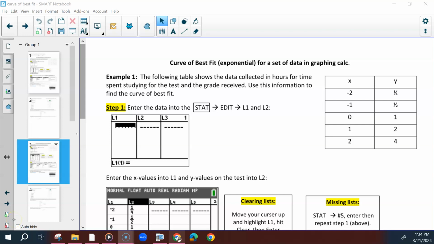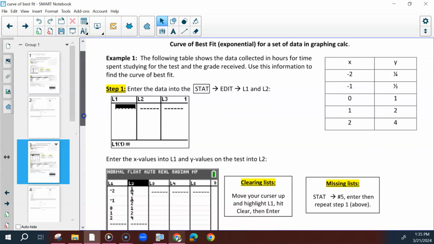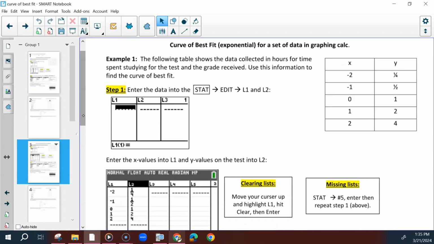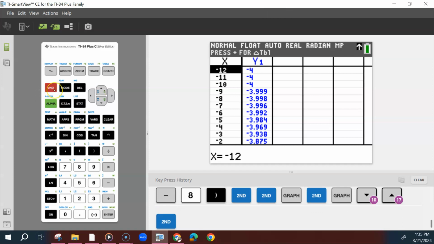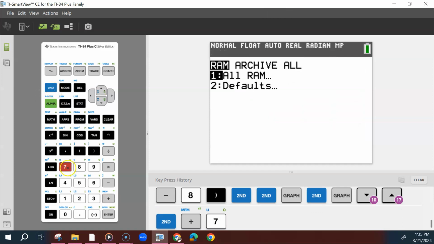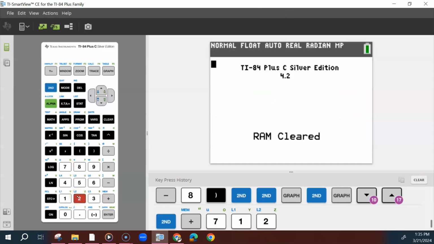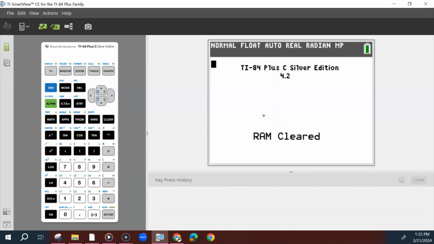Alright, in this video we're going to be talking about how to find the curve of best fit for an exponential function. So we're going to start with how do we do this in the calculator. All the steps are going to be on these notes, but in my calculator, first I'm going to clear it out. Second plus 712, so I can restart it, and that way you can follow along with me.